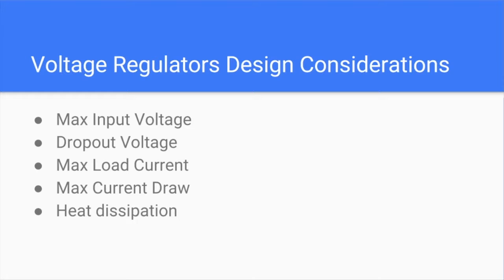These are the major ones that you have to keep in mind. But there are other considerations that you want to think about. Like, how are you going to put the regulator on your actual mouse? What size do you want, or do you want through-hole or surface mount? So I gave you a list of things that you should think about when you pick a voltage regulator.